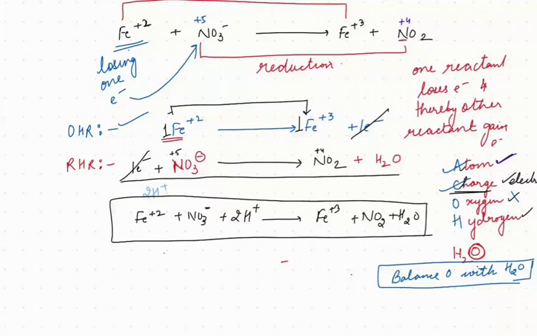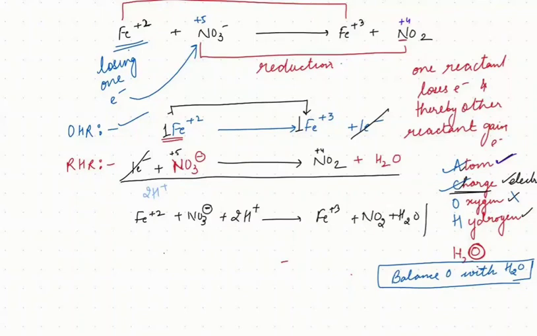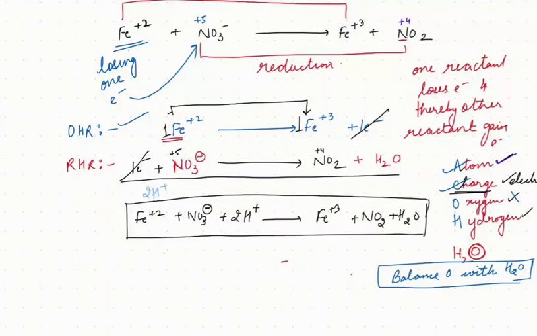You understand my point? That is the concept. Fe plus 2 plus NO3 negative plus 2H plus gives me this. So you're just supposed to add H plus on one side and water on the other side. Reactant side you add to the reactant side, and product side you add to the product side.